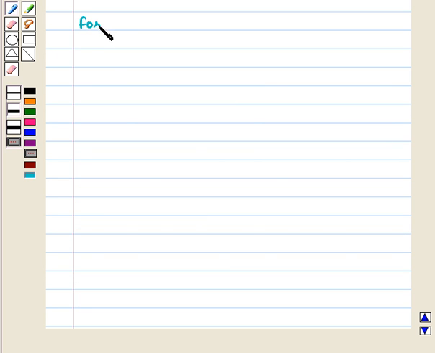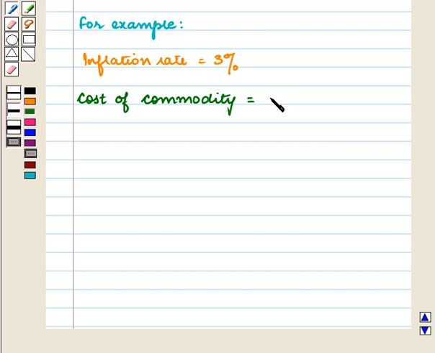For example, if inflation rate is 3% annually, then if cost of the commodity is $2 in 2011, then the cost of the same commodity will be $2.06 in 2012, which shows an inflation rate of 3% from 2011 to 2012.